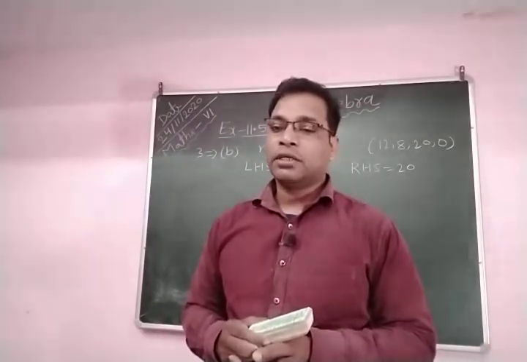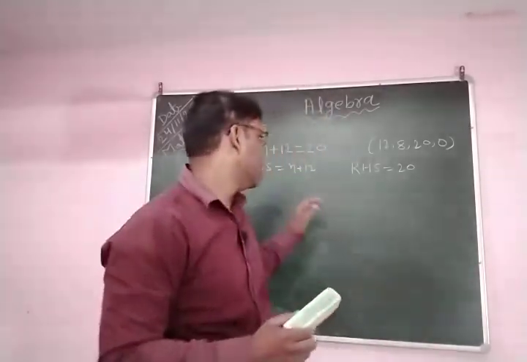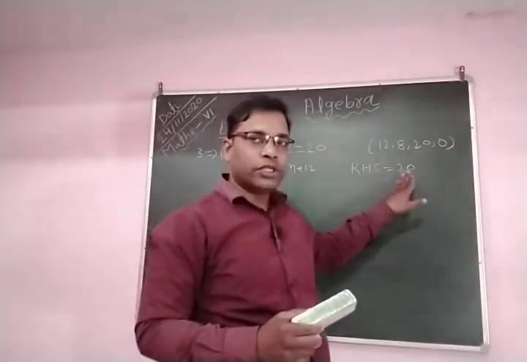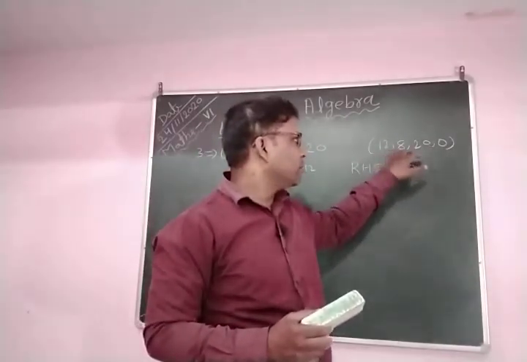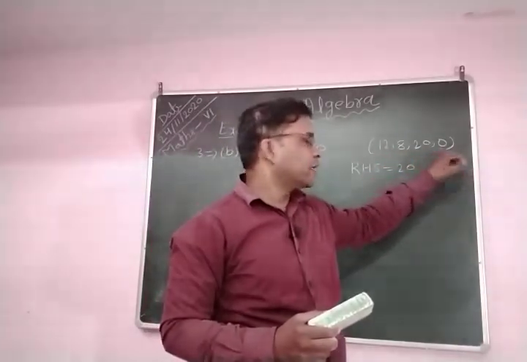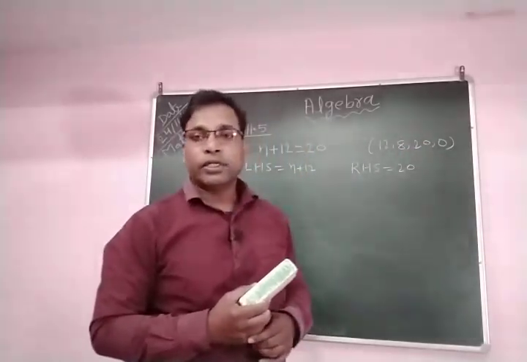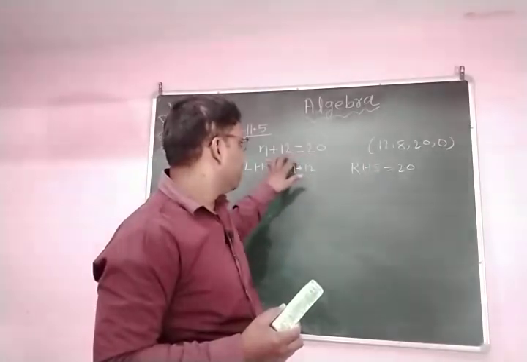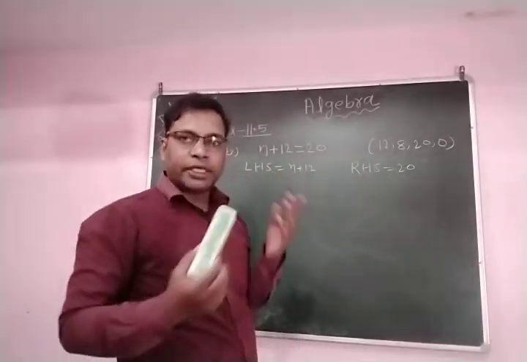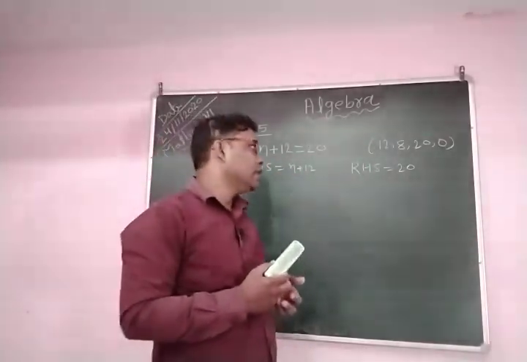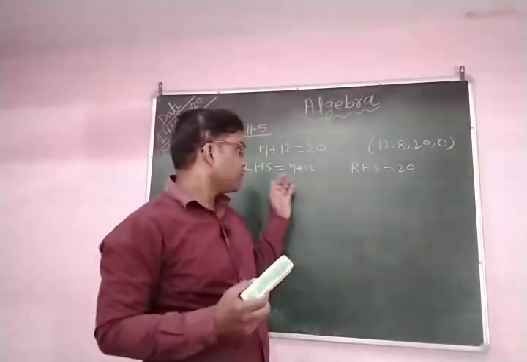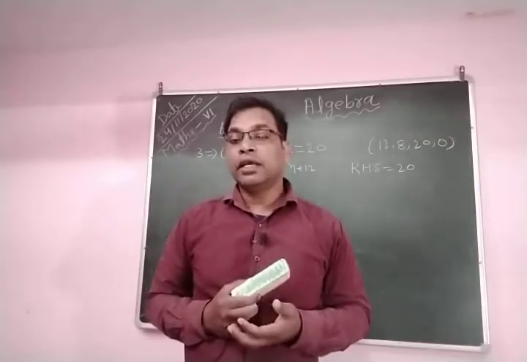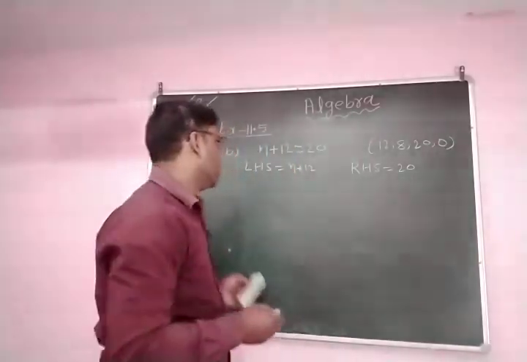Clear? So here we will take the left hand side, n plus 12, and the right hand side is equal to 20, and the values of n are given here in the bracket: 12, 8, 20 and 0. We take each value one by one and put it in the left hand side. If the left hand side and right hand side are equal, then you can say that value is a solution of the given equation, and it also satisfies the equation.